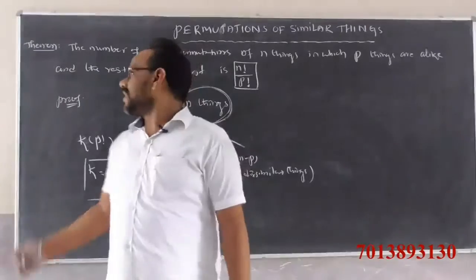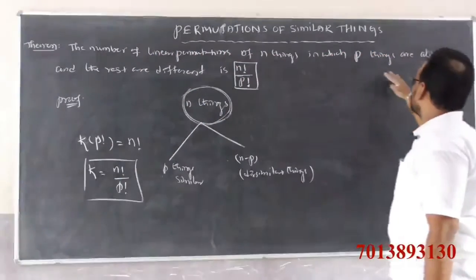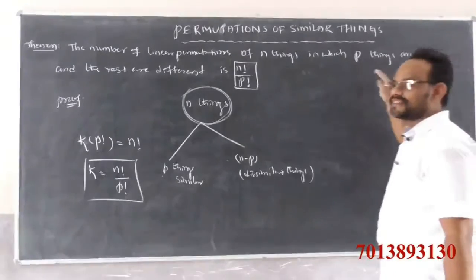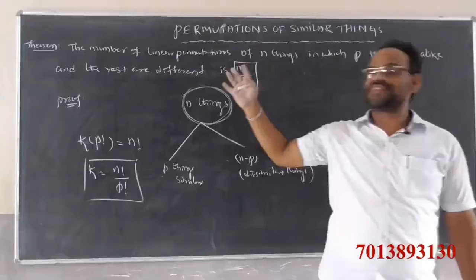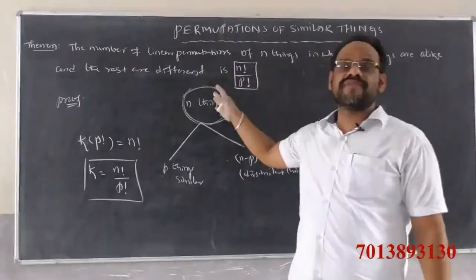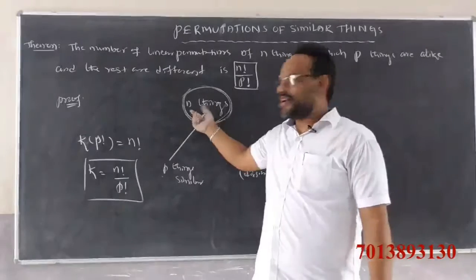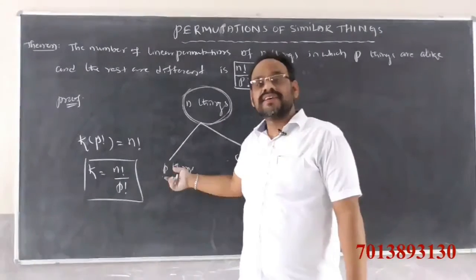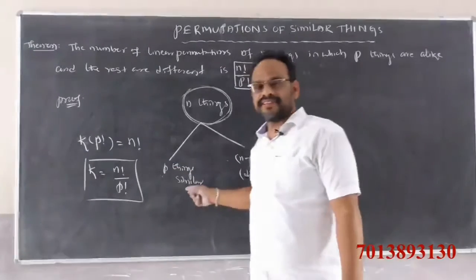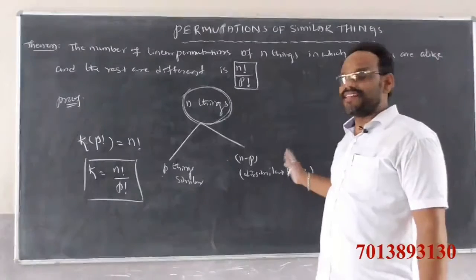Observe here the number of linear permutations of n things in which the p things are alike. P things are the same, but the rest are different. How to calculate the number of permutations? It is n factorial by p factorial. Observe here we have n things. P are alike things, that is, similar things. N minus p are dissimilar things.